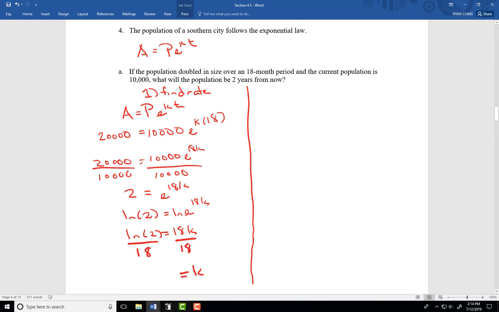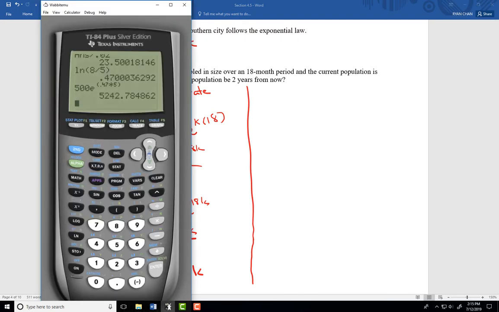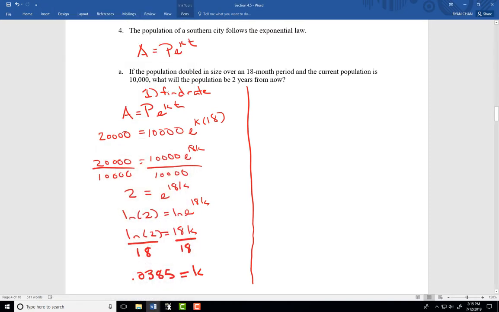Okay, and then k is approximately 0.0385. So we're going to go 4 places. Okay, let me just double check in my calculator. Yeah, 0.0385. Okay, so what you're now going to do is rewrite your function, because now we have a k that we know. And then we can answer the question, 2 years from now.